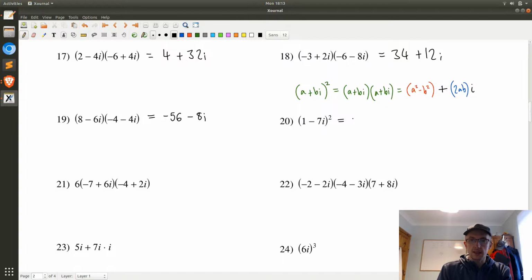So if I apply that pattern here, it's going to be 1 squared, and then we have -7, that's serving as b right now. -7 squared is 49, so 1 take 49, which is -48. And then for the imaginary part, 1 times -7, but the double of that, so -14, and stick an i right there. So that's fine.